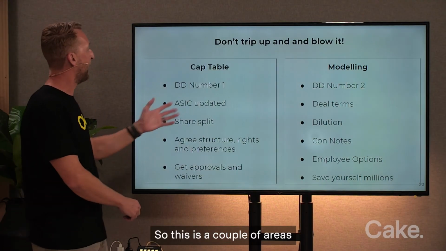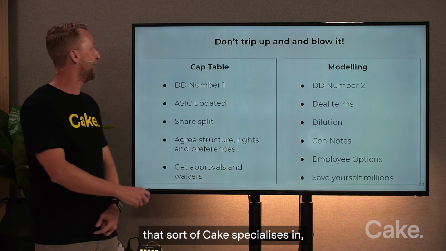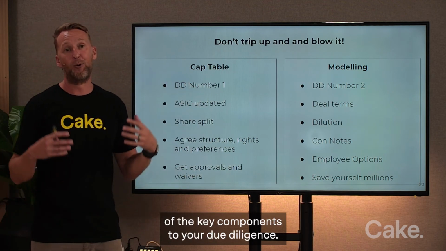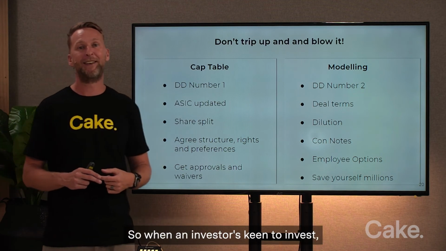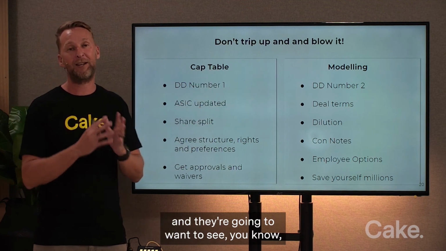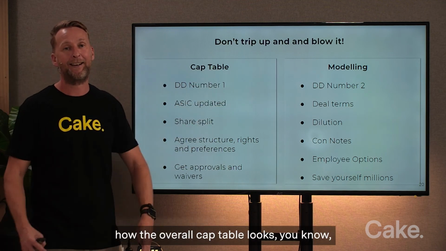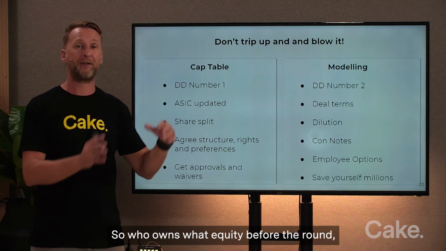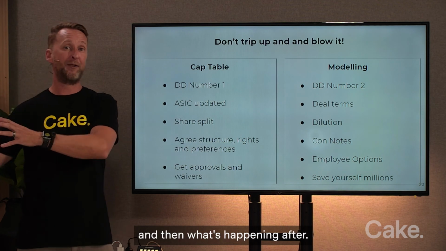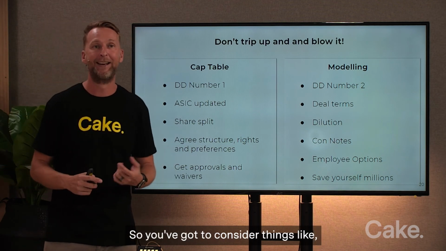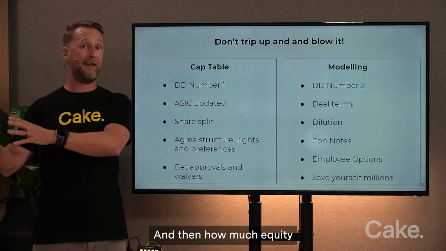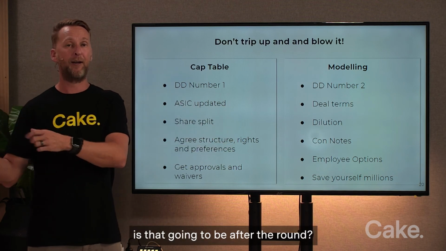Cool, so this is a couple of areas that Cake specializes in. And they're actually two of the key components to your due diligence. So when an investor's keen to invest, they're going to want to see your cap table, and how the overall cap table looks once the round is finished as well. So who owns what equity before the round, what actually is happening in the round, and then what's happening after. So you've got to consider things like, have I got convertible notes before the round that are going to convert at a discount, and then how much equity is that going to be after the round?